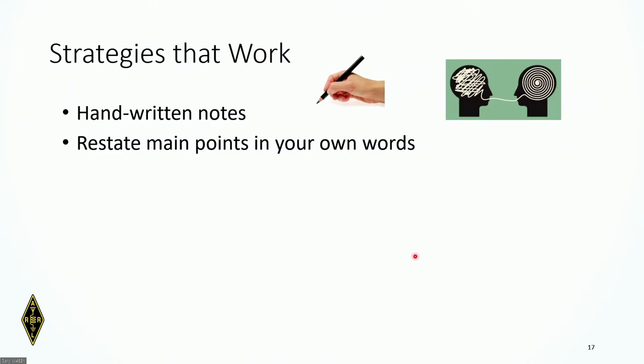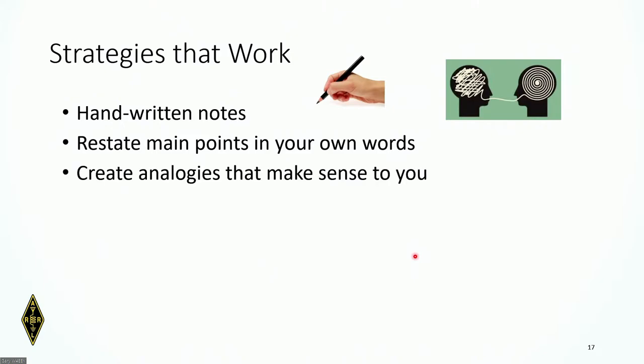So strategies that work, first of all, handwritten notes. If you can scribble things down while you're reading your book, that would be terrific. People have found that if you're taking notes on a computer, you can almost capture verbatim what's being said. If you're taking notes by hand, you are forced to rephrase the information that you have taken in. You have to pass it through your mind and write it down in a slightly different form than you heard it. That really helps it to stick. So restate the main points in your own words. Create analogies that make sense to you. This can be very, very powerful.